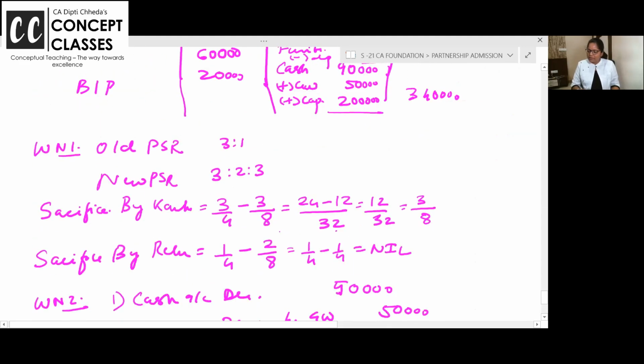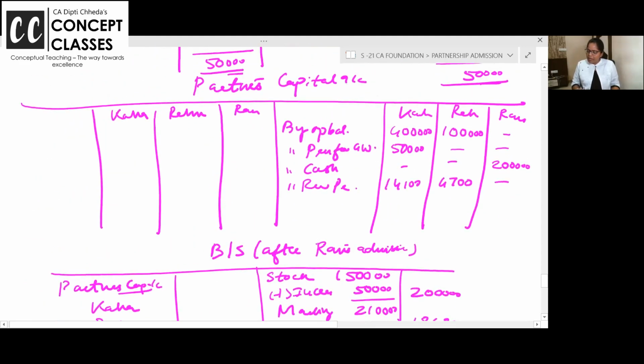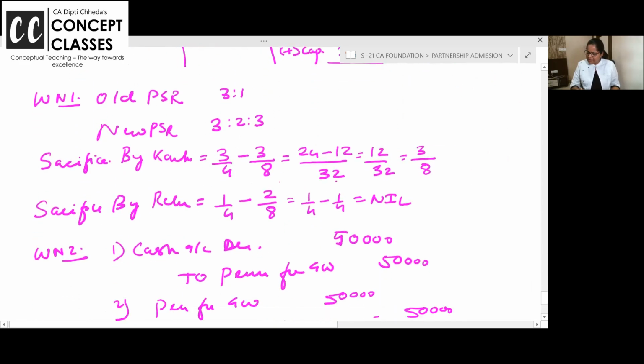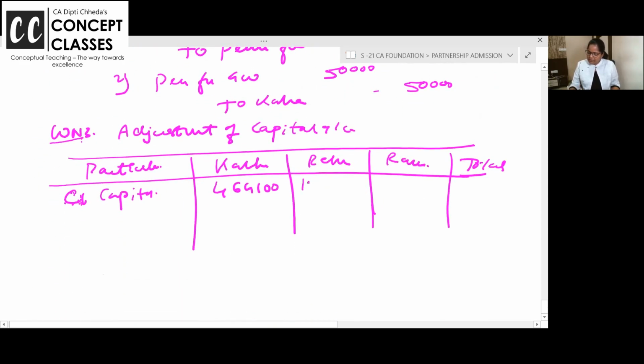4,64,100. What about Rahman? 1,04,700. And Ram's 2 lakh capital. What is the total capital? 4,64,100 plus 1,04,700 plus 2 lakh. Do the total, please.